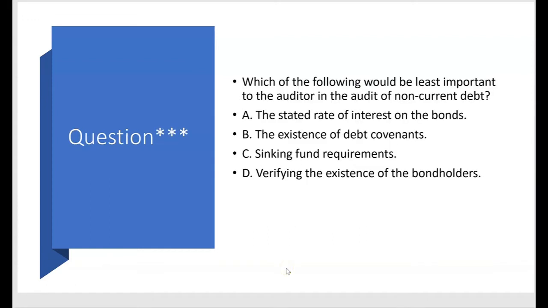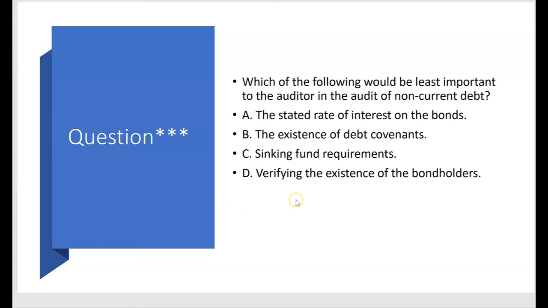How about this one? Which of the following would be least important to an auditor in the audit of non-current debt? A, the stated rate of interest on the bonds. Now, the auditor would want to know that interest rate associated with the bonds, and that would be in the bond indenture. B, the existence of any debt covenants. That would be very important too. So don't pick A or B because we're looking for the least important in the audit of non-current debt. C, sinking fund requirements. Remember what that is? That's where the company is obligated to sink money into a restricted cash account to protect the bondholders. That's important too. So A, B, and C would be very important because if there were sinking fund requirements, the auditor would want to know if the client is complying with those requirements.